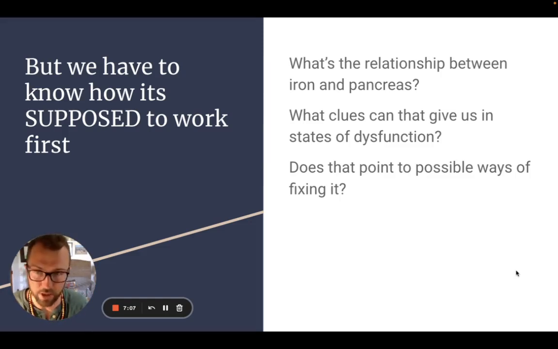When we talk about the pancreas specifically, we have to know how it's supposed to look as a means of comparison for a dysfunctional state, right? So what's the relationship between iron and the pancreas? What does a normal pancreas look like in terms of its iron load? What clues can we take from that normal state that give us an idea of what that would look like if it weren't healthy, right? A state of dysfunction, like a diabetic's pancreas. And is there anything that we can take from that that would lead us to believe that we could fix it?